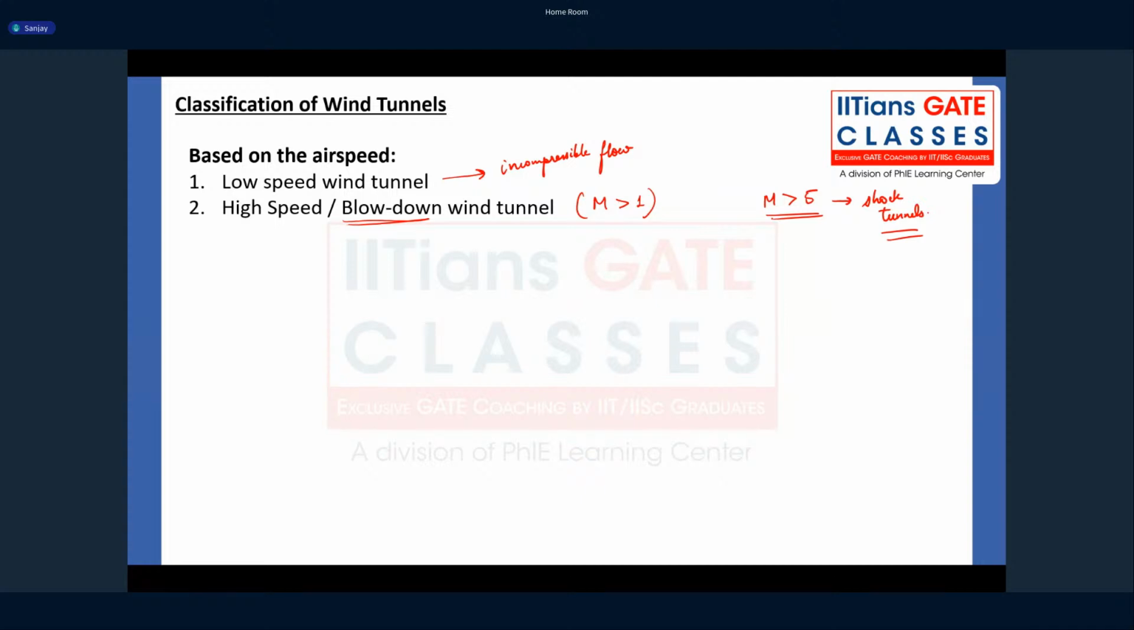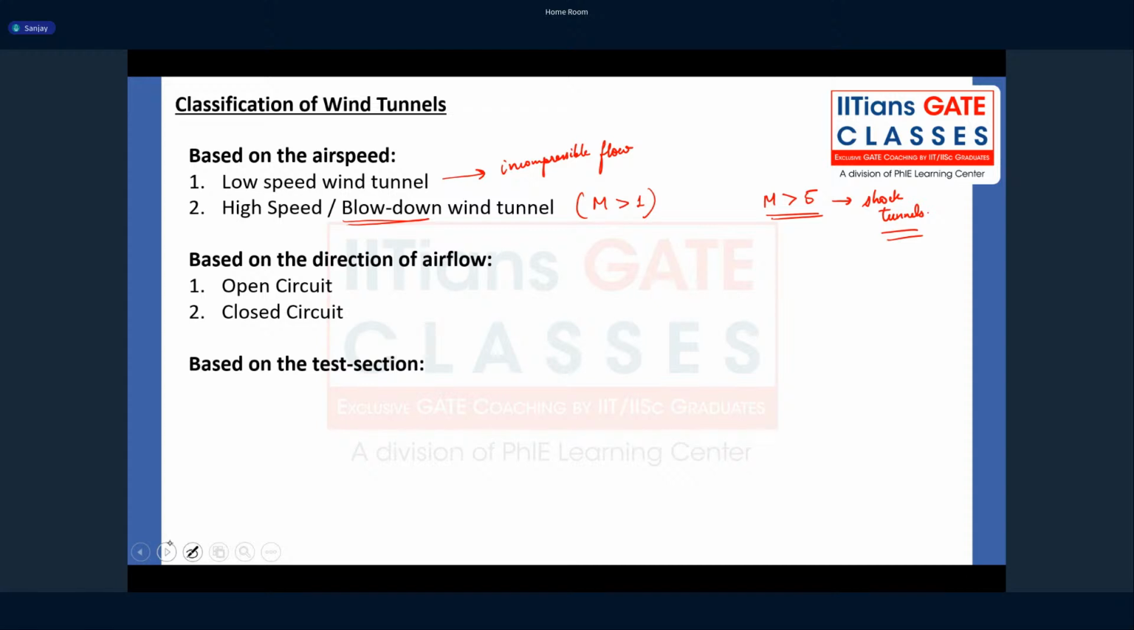Okay, so that is why we use a blow down tunnel, and based on the direction of the airflow. Depending on how the airflow takes place through the tunnel, you can classify it as an open circuit wind tunnel and a closed circuit wind tunnel. I will explain in the further slides what we mean by open circuit and closed circuit. And based on the test section, you can classify it as open test section or closed test section.